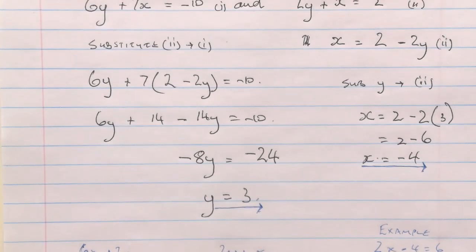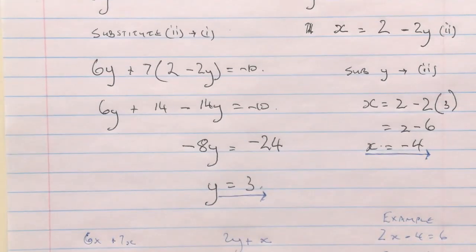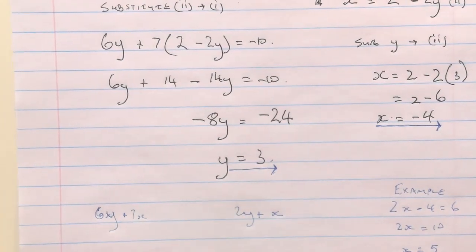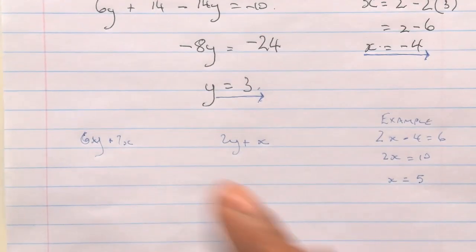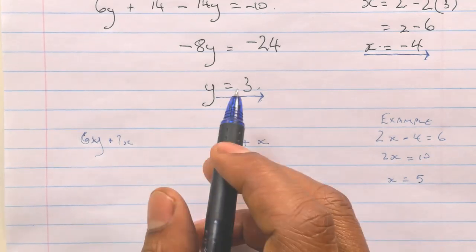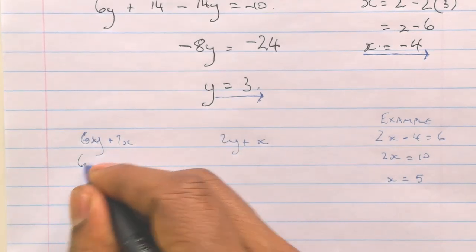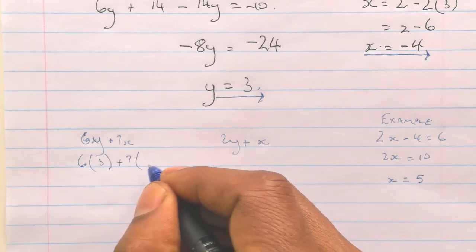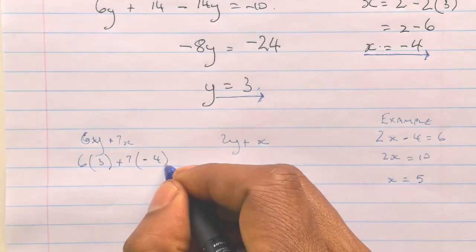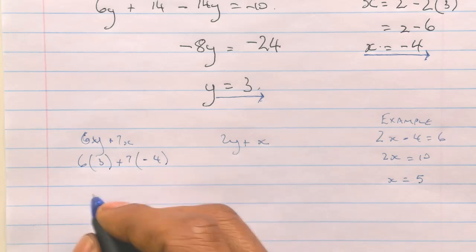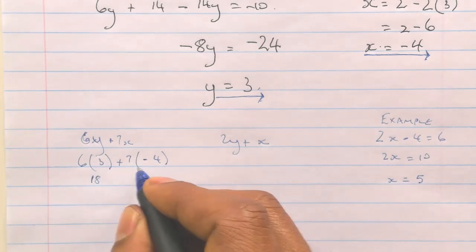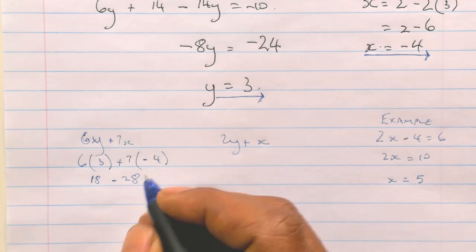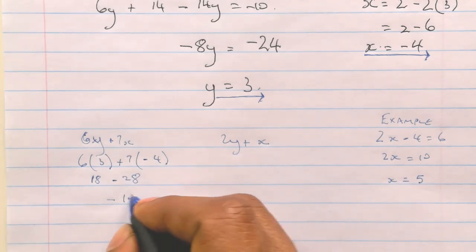Okay, 6y, no, what did I do? 6x, 6y plus 7x. Now look what happens. If I have this value there, I will have 6 and 3, and then this side I will have a 7 and negative 4. What does this give me? It gives me 18, and then this one gives me negative 28. If I consolidate that, I'll have negative 10.